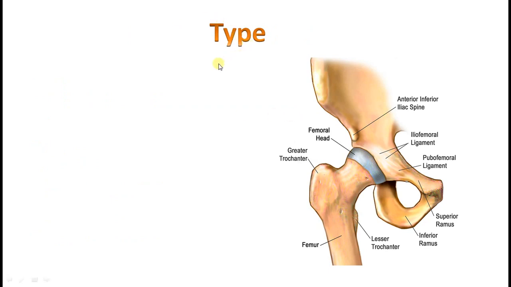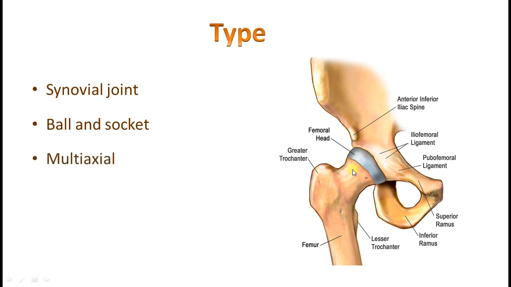Now, it is a synovial joint of the ball and socket variety. Like your shoulder joint, which is also a ball and socket variety, in the same way the hip joint is also a very good example of the ball and socket variety of joint. But when you compare it with the shoulder joint, it is actually a more stable joint. We are going to see why it is stable and how it is stable.